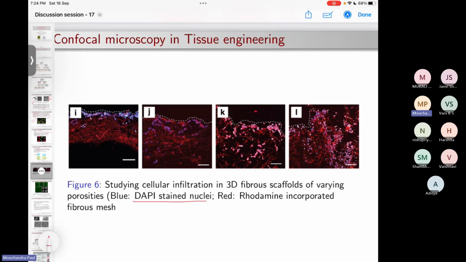So the red section there is the scaffold, the artificial matrix. And over a period of time, they have taken the image and seen through confocal microscopy, they are able to take images from different planes along the z-axis and able to show how the cells are present at each layer. Okay, this white line is basically showing the interface. So in this way, you can use this powerful technique to suit your needs.